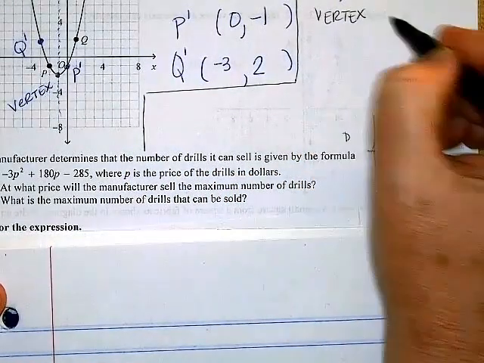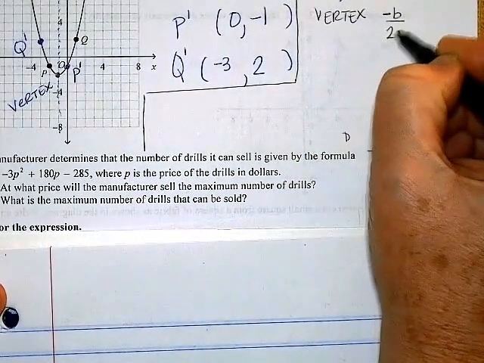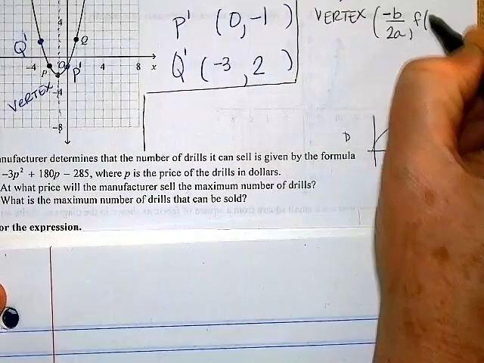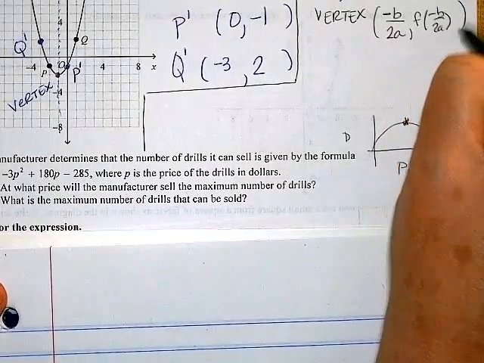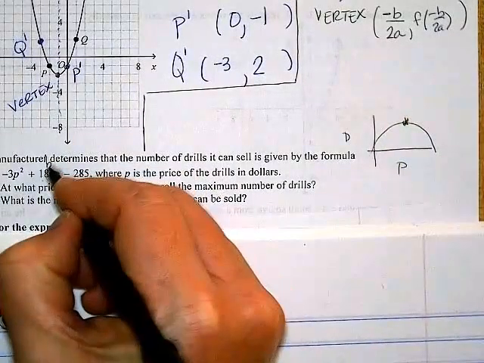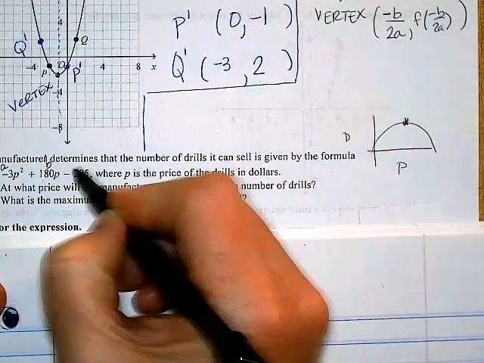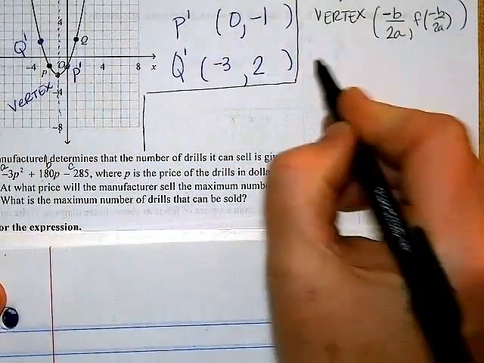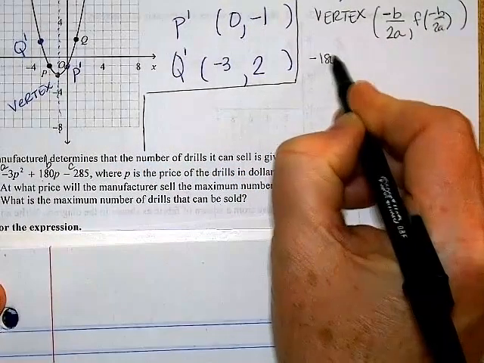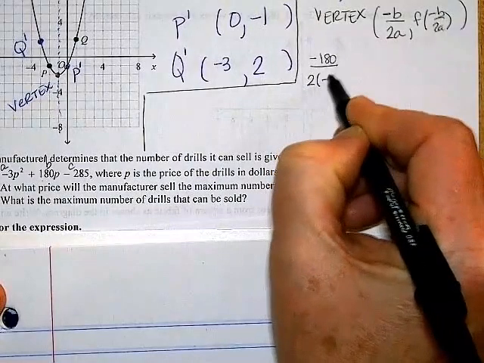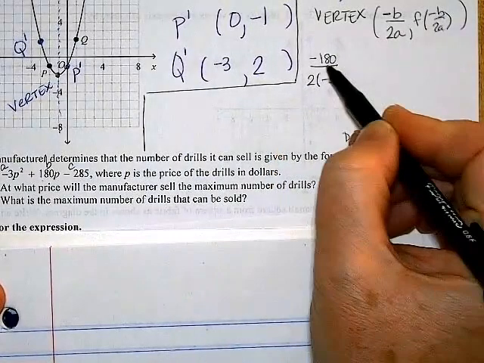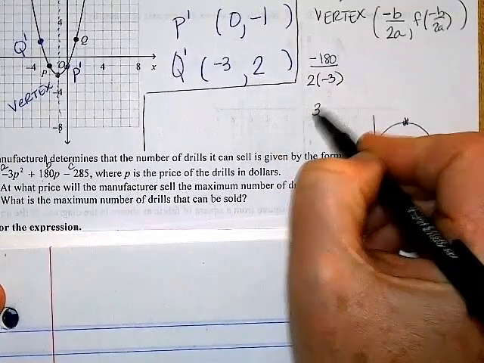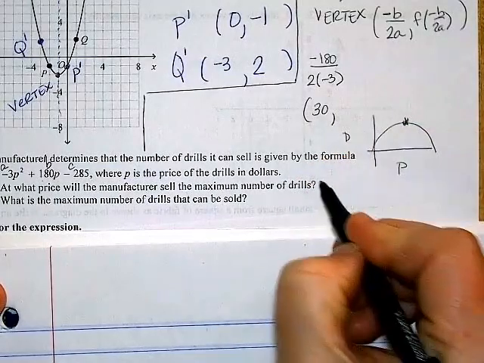And to find the vertex, you do negative b over 2a, f of negative b over 2a. So in this problem, b is 180, a is negative 3, and c is negative 285. So this is negative 180 over 2 times negative 3, which is negative 180 over negative 6, which is 30. That's the first part. That's the price.